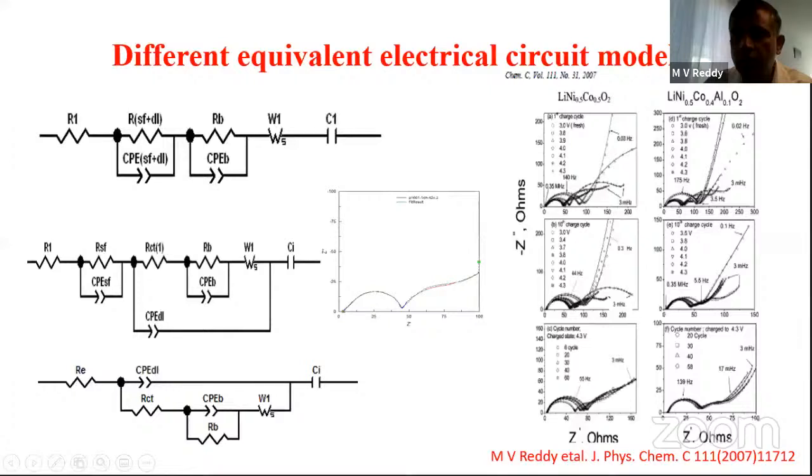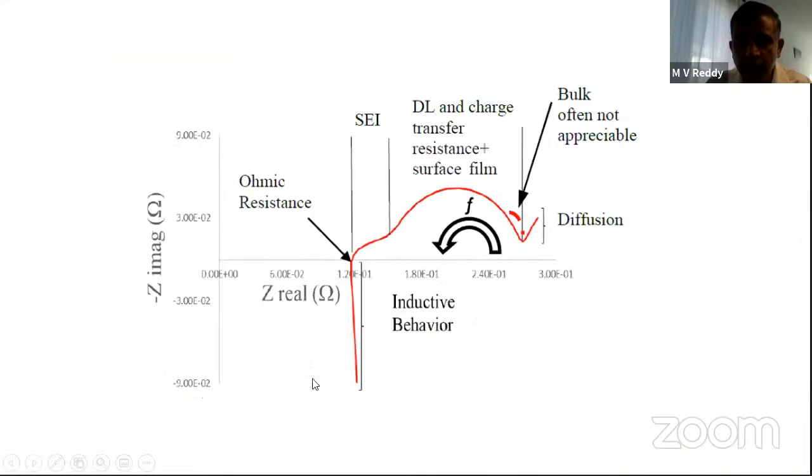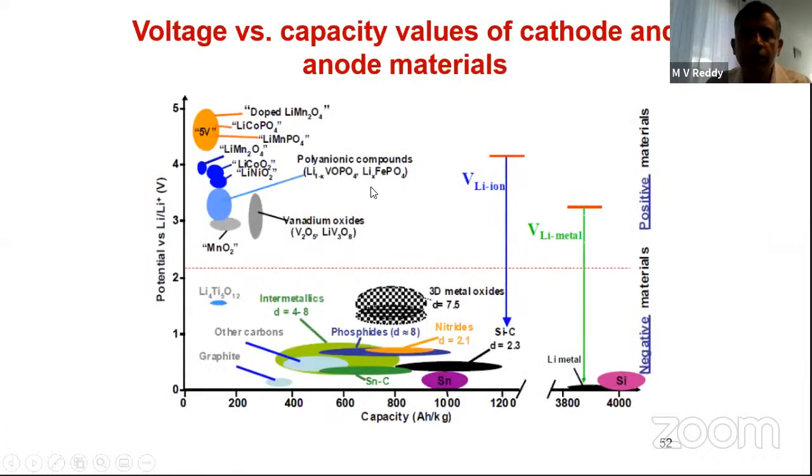This is a commercial cell, and depending on the cable, we get some inductive behavior. These are the various types of cathode materials. Cathode means 3 to 5 volts, and anode 3 to 0 volts.